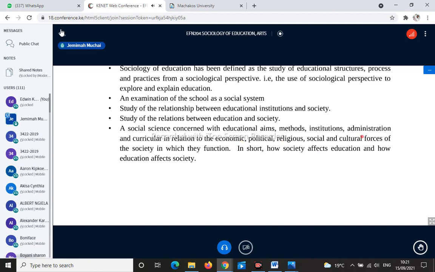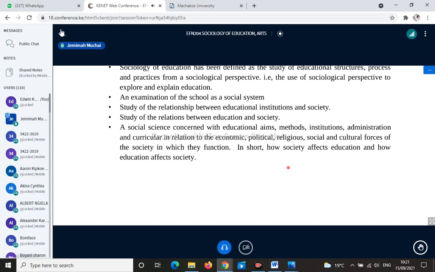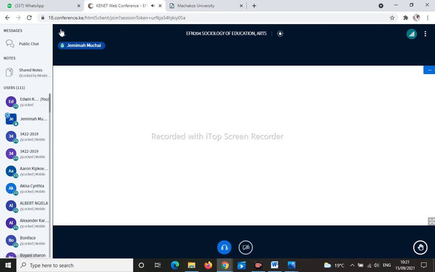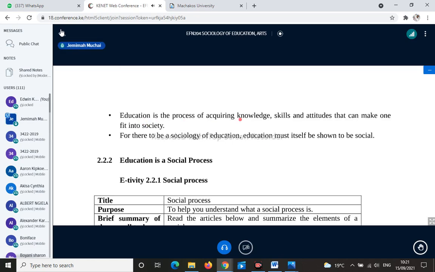So all these areas are the social aspect of our lives. And all these are the educational aspects of the part of institutions. So how education affects and is affected by society. Another definition is that education is a process of acquiring knowledge, skills, attitudes that can make one fit in the society. That's why I said Edwin Kariuki had given us most of the things that the meaning of education as most educational subjects.